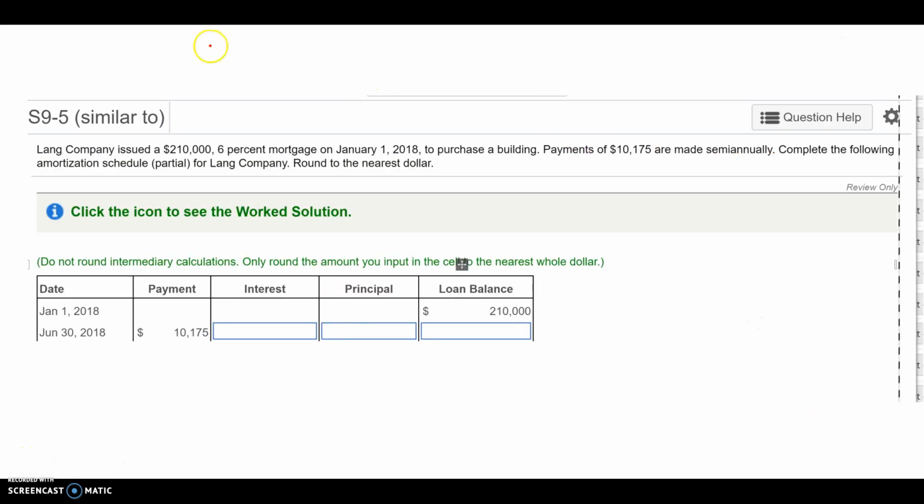Okay, here's a quick hitter on amortization schedules. This is a type of question that you run into when you're talking about mortgages. Okay, so in this case we borrow $210. Our mortgage rate is 6%. Our fixed payments are $10,175 semi-annually.